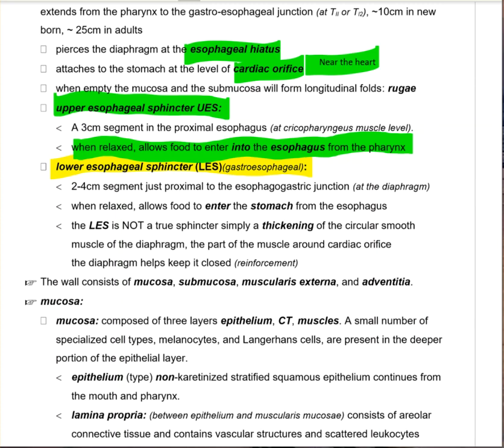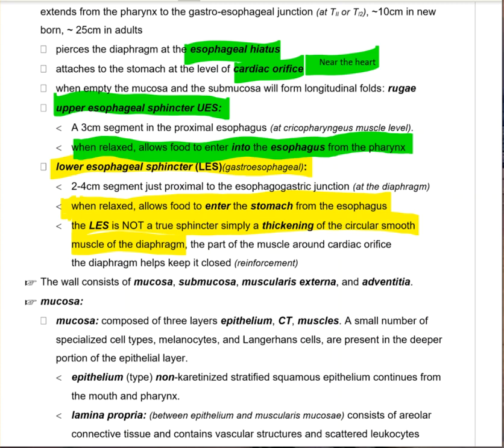Okay, and the lower esophageal sphincter is right at the diaphragm, and when it is relaxed, it allows food to enter the stomach from the esophagus. Now, interestingly, this sphincter isn't a true sphincter. It's just a thickening of the circular smooth muscle of the diaphragm. Unfortunately, that becomes problematic because sometimes we can get acids from the stomach going back up into the esophagus because this doesn't stay completely tight.